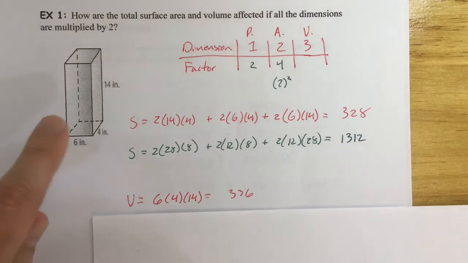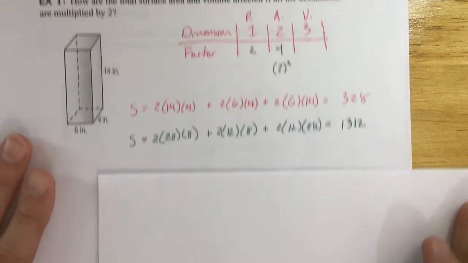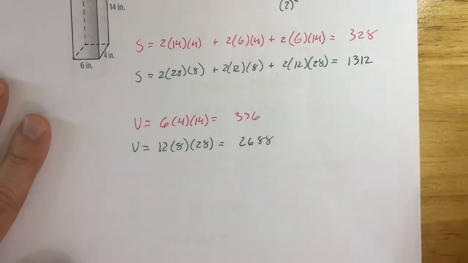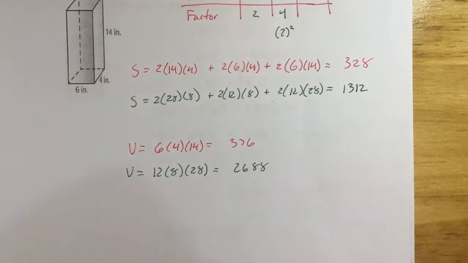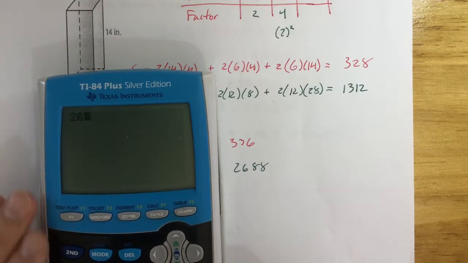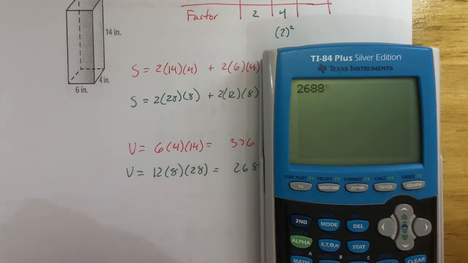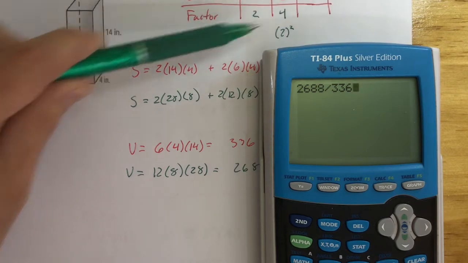For the volume of the figure as it was, you just multiply the 6, the 4, and the 14, and you get 336. Now we change them all, so we change it to 12, an 8, and a 28. We double all of the numbers, and you get 2688. So I'm going to take that larger number, 2688, and divide it by 336. Before I press enter, see if you can predict what it's going to be, based off of everything else that was said about what we see going on over here.